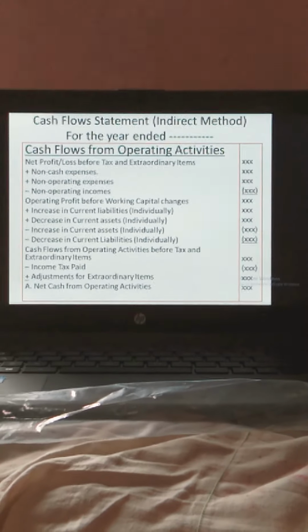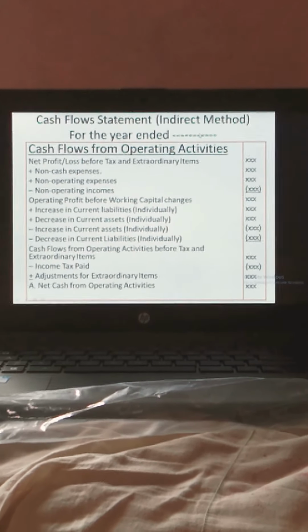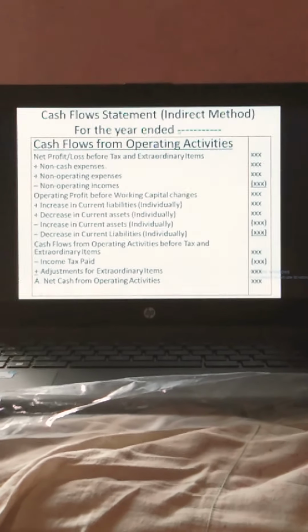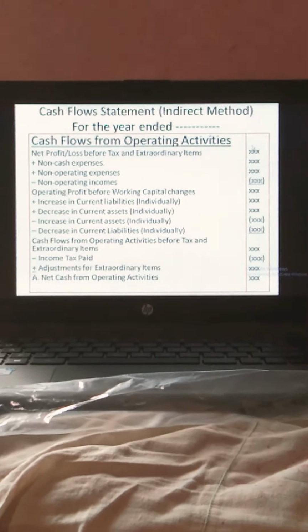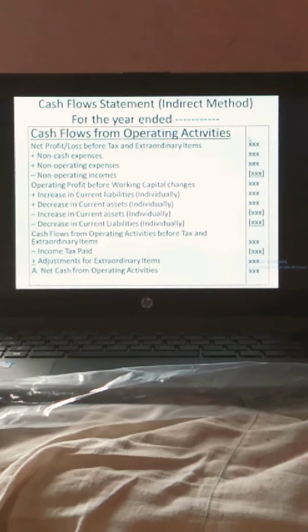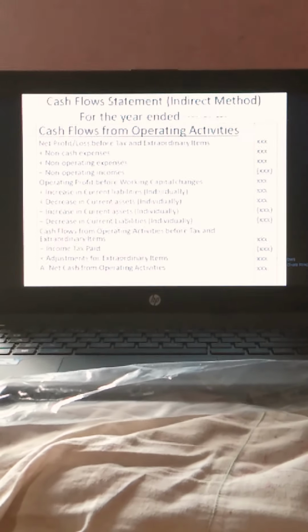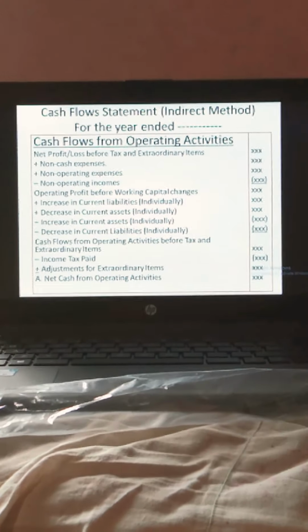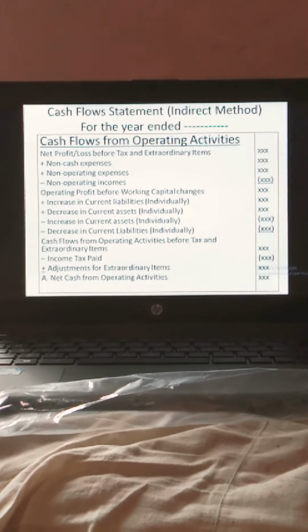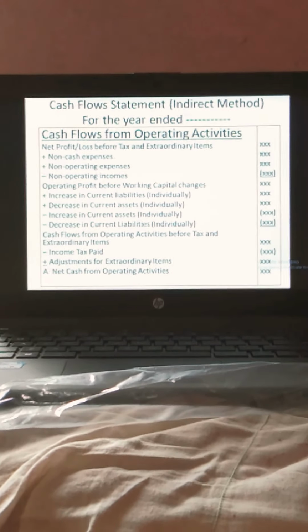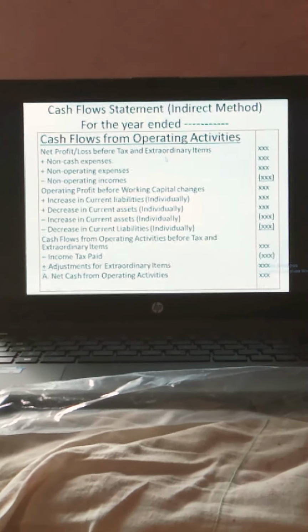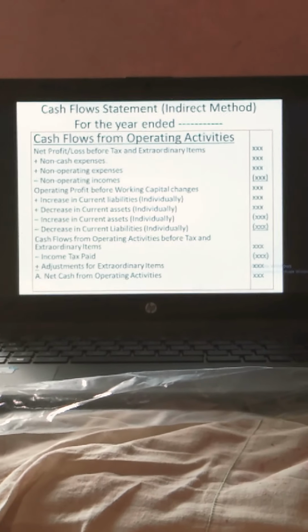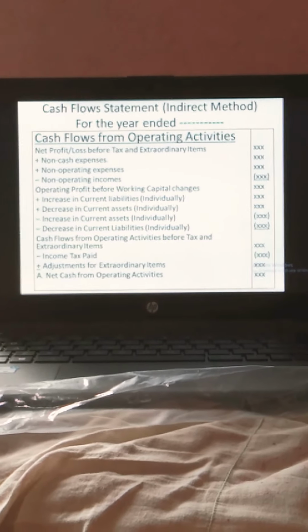Now we can see how to prepare a cash flow statement under the indirect method. In the indirect method, there is a change only in cash flow from operating activity. Cash flow from investing activity as well as cash flow from financing activity are the same as the direct method. There is no indirect or direct method in financing activity and investing activity. But for operating activity, there is separate treatment for the indirect method. See how to calculate the flow from operating activity.